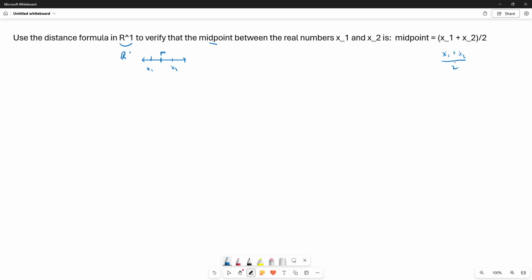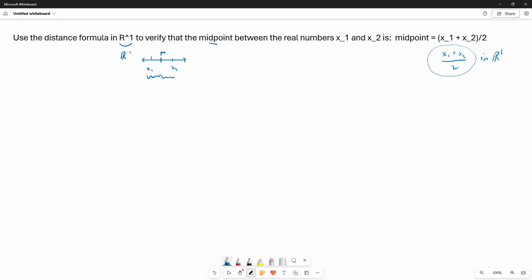So clearly this formula gives us a real number. This is another number in R1. And to verify that it is the midpoint, we want to check the distance between x1 and M and the distance between x2 and M and make sure that they are equal.